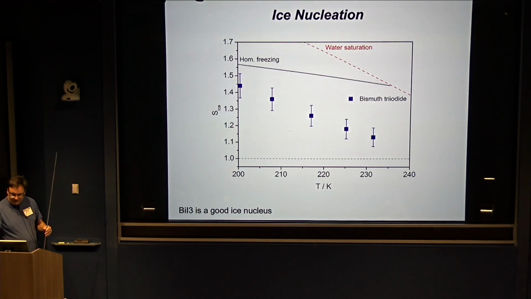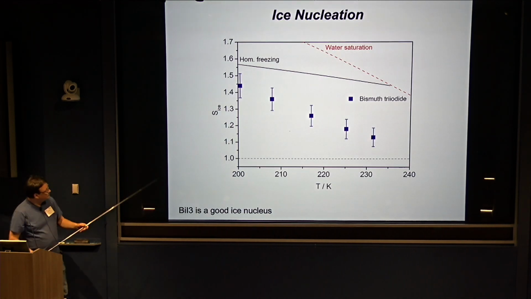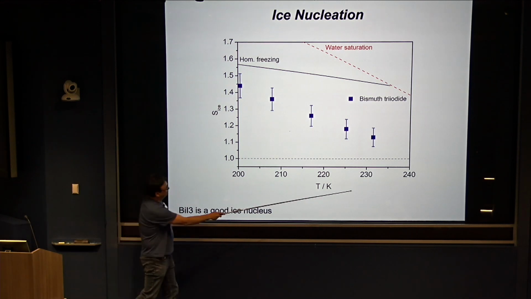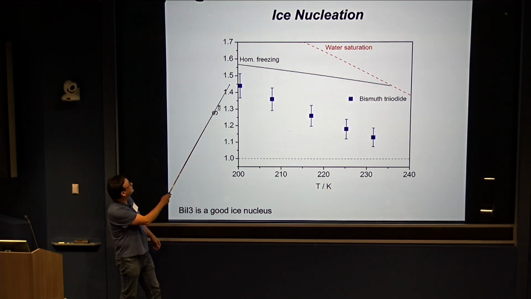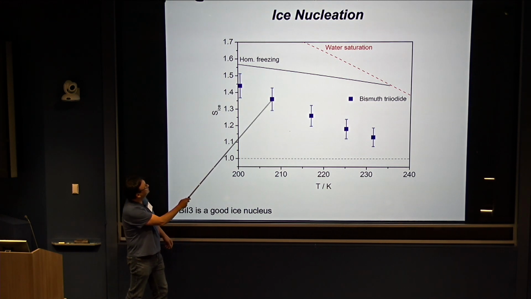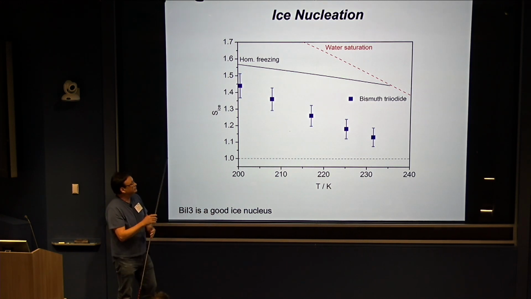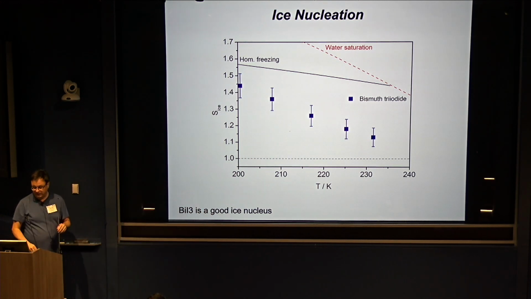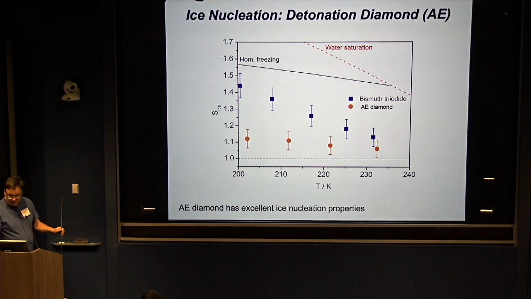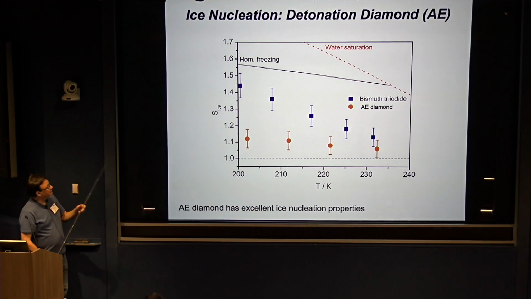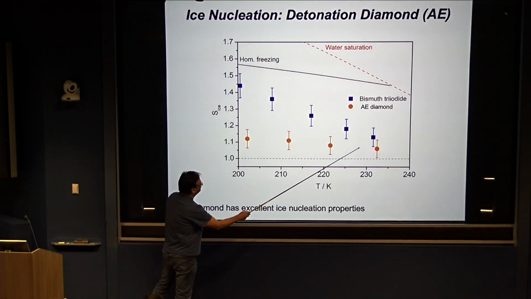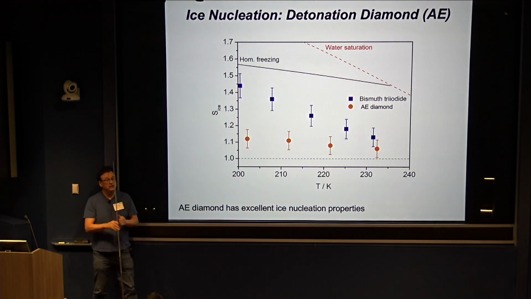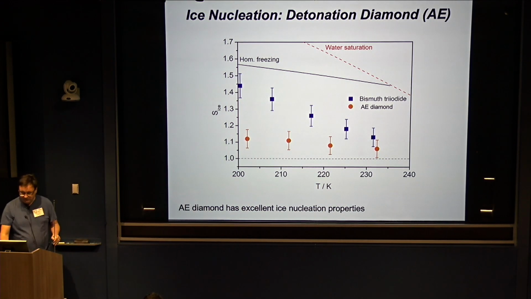What we see as a net effect, and we've seen a little of this before, is that we have different temperatures, and this is the supersaturation with respect to ice at which you start seeing freezing. The blue dots are for bismuth triiodide, which is generally assumed to be a fairly good ice nucleus. And now comes the diamond. This is the detonation diamond, and you can see that it is arguably a very good ice nucleus. We get ice nucleation at quite low ice supersaturations.